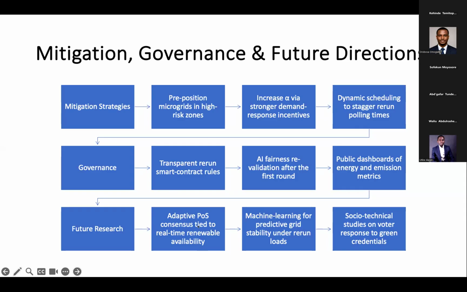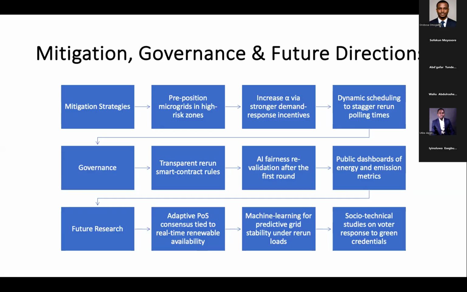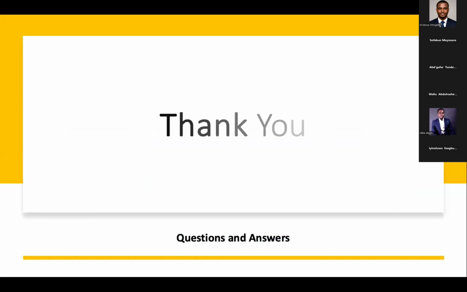Future research could also look at tying consensus to real-time electricity and renewable energy availability, and predicting how the grid could run if there are more rerun elections. And this is the technical impact of this with the voters. Thank you so much.